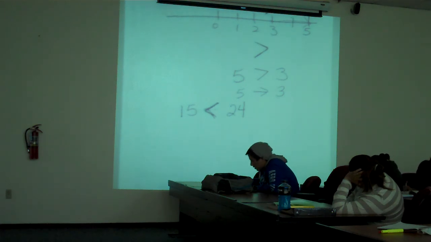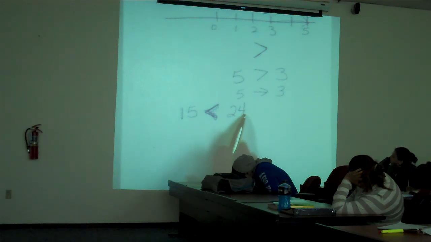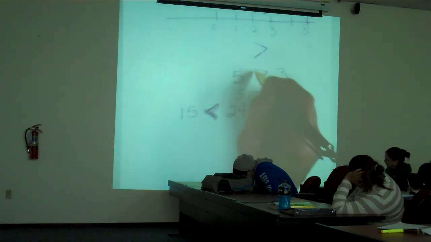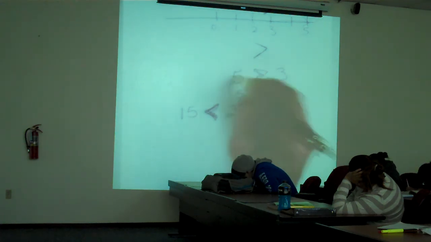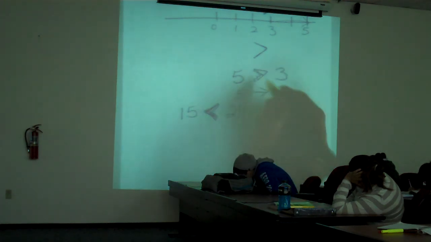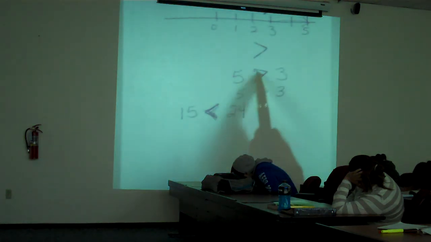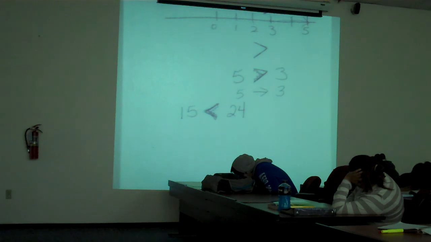Some people look at it as an alligator, like they put the teeth on there, and they say the alligator eats the biggest one. So you can look at it that way too. See, the 5 is bigger than 3, the alligator is eating the 5. Because the alligator's hungry, he eats the bigger one. Okay? So either way, you can do it by which direction it is on the number line, or the bigger one's getting eaten.